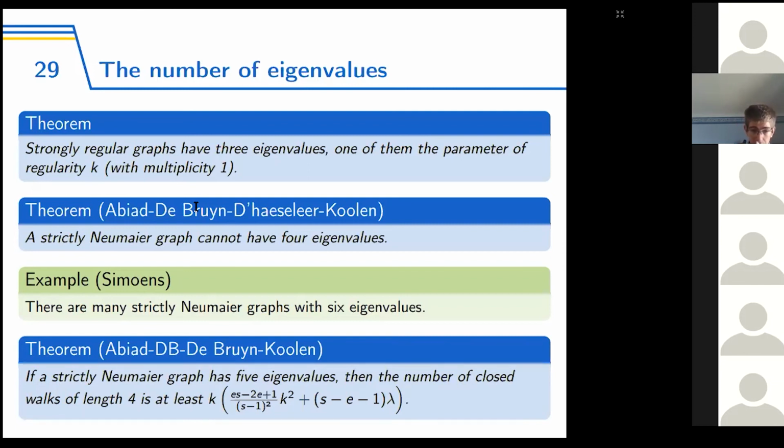The main thing that we could prove about them is that if they would exist, then the number of closed walks of length 4 in such graphs must be at least this number.